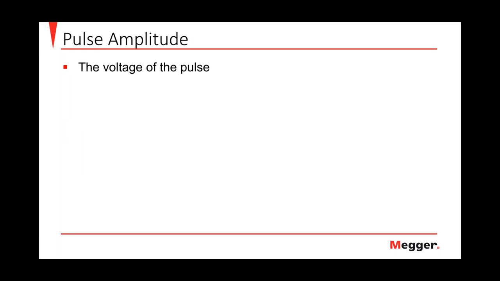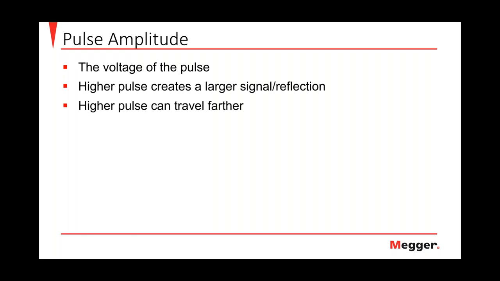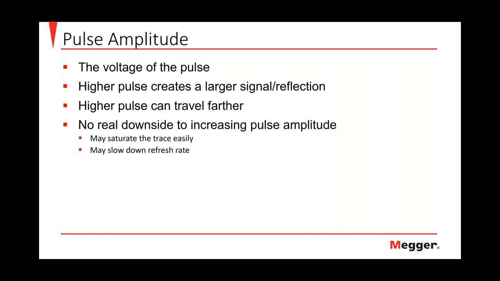So let's talk about pulse amplitude. The pulse amplitude is the voltage of that pulse being transmitted by the TDR. A higher pulse amplitude creates a larger signal, which in turn creates a larger reflection because it has more energy. And a higher pulse can travel further. So there's not truly a downside in increasing pulse amplitude other than oversaturation. It can also make the TDR slower to operate because it has more information to process. I'll show you what I mean by saturation shortly.